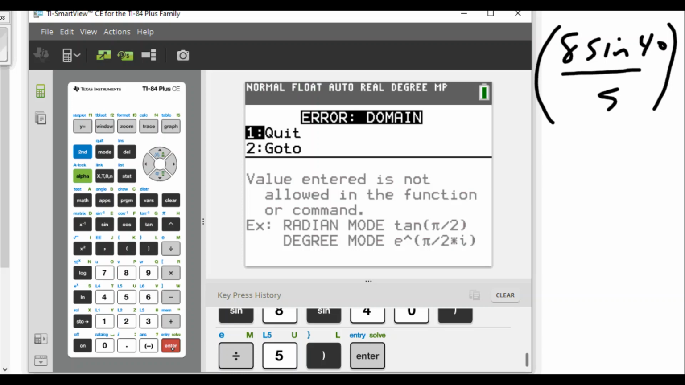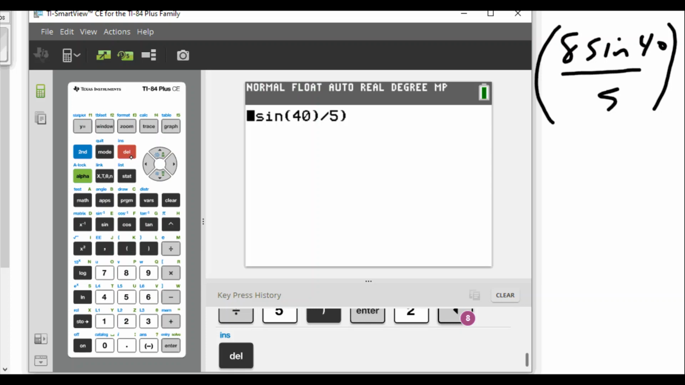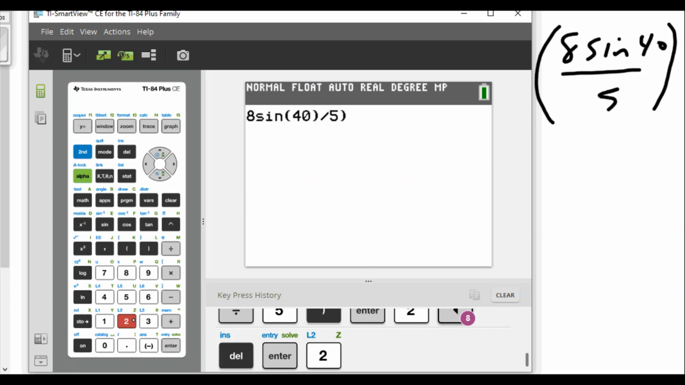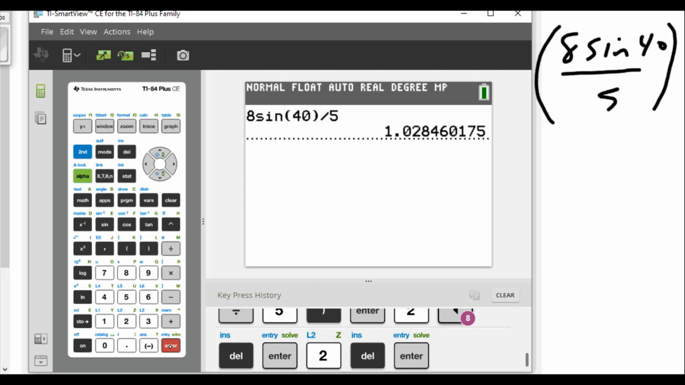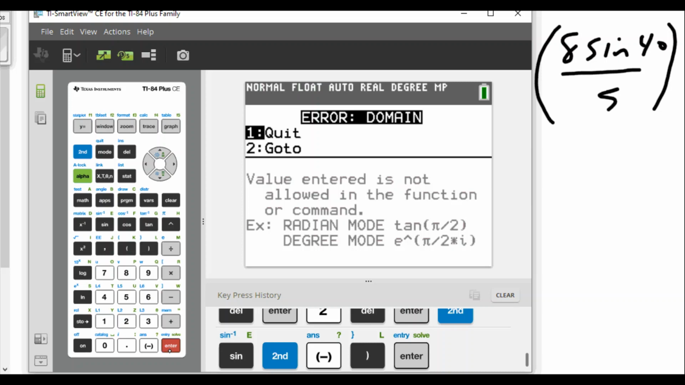Wow, what's going on with that? Well, did I type something wrong? Well, let's see. All right, let's continue on. Let's see what happens when we get, in this case, just 8 sine of 40 over 5. Oh, wait, error syntax. Oh, sorry about that. Oh, I see. That was that decimal place here, so we need to delete that part. Shucks. So enter. Well, we got 1.028468. All right, so let's see now. Now let's try second sine of the answer. Error domain again.